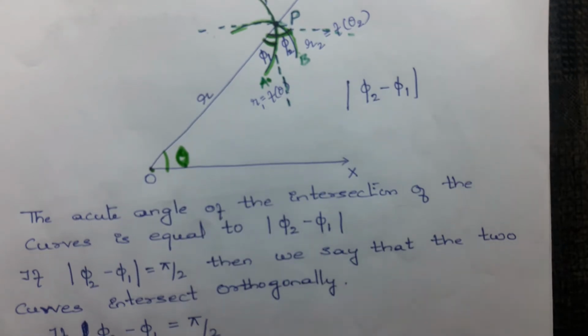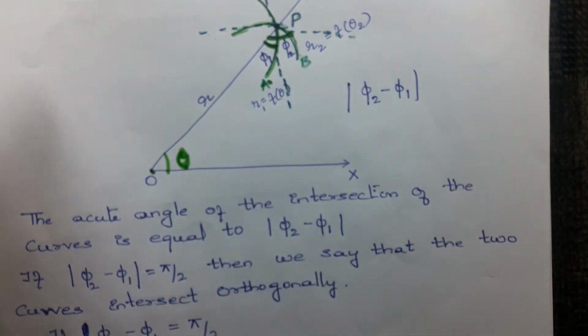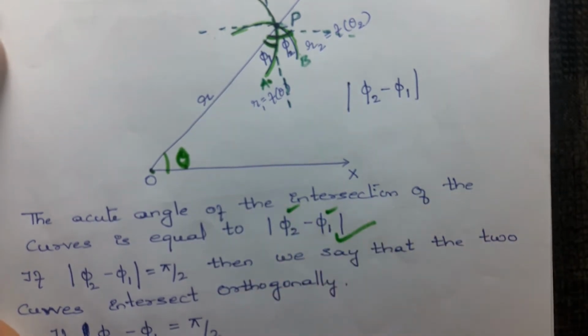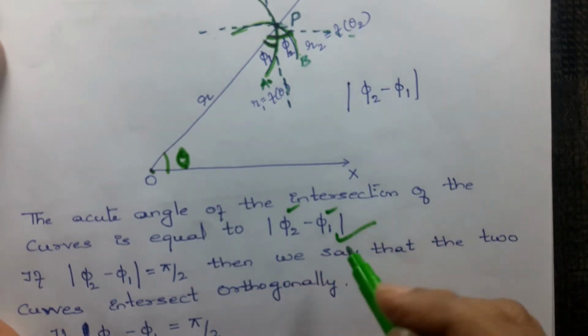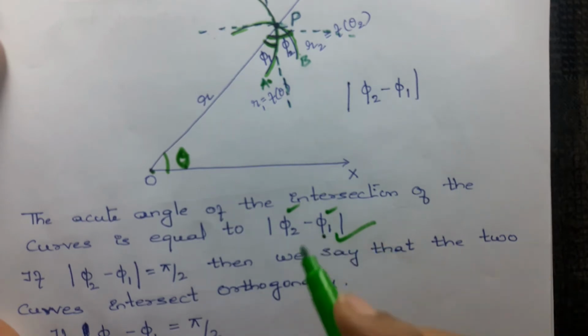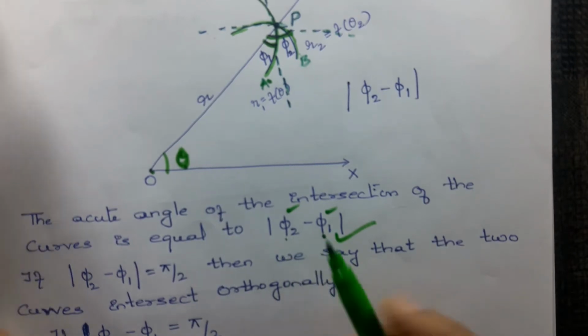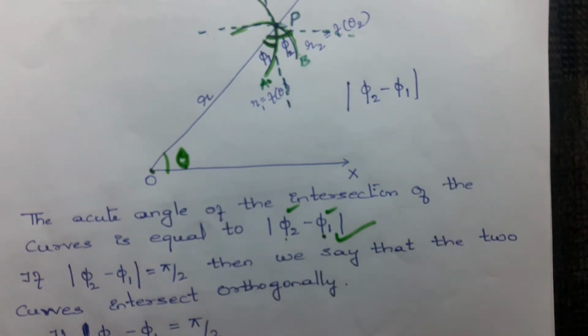Now, this formula is used to find the angle of intersection of two polar curves, provided phi 1 and phi 2 can be found explicitly. If you are able to find the value of phi 1 and the value of phi 2 from the given problem, then you can substitute them, take the difference and take the modulus of it. That gives the acute angle of intersection of two polar curves.